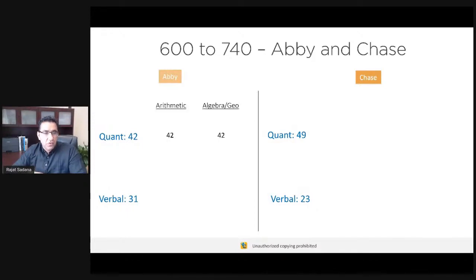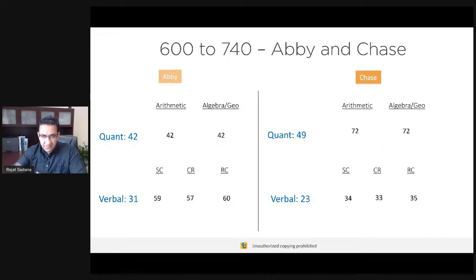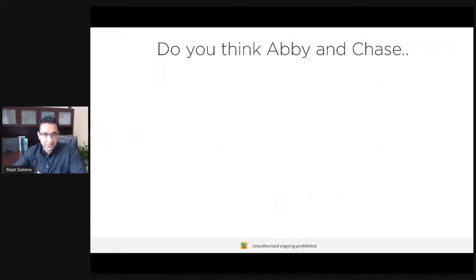So for Abby, just to simplify things, because you're going to see a lot of numbers over here, let's say her starting abilities in arithmetic and algebra are similar, and we're going to do the same thing for Chase as well, at 42 for Abby and 72 for Chase. And then on the verbal side of things, for Abby, her starting abilities are around that 60th percentile in each of the subsections, and for Chase, it's around that 34th, 35th percentile on the verbal subsections. So if you combine these, you're going to find you get to these quant and verbal scores.